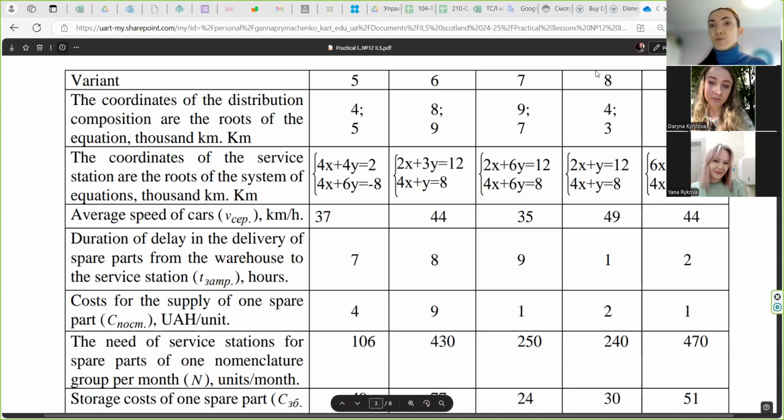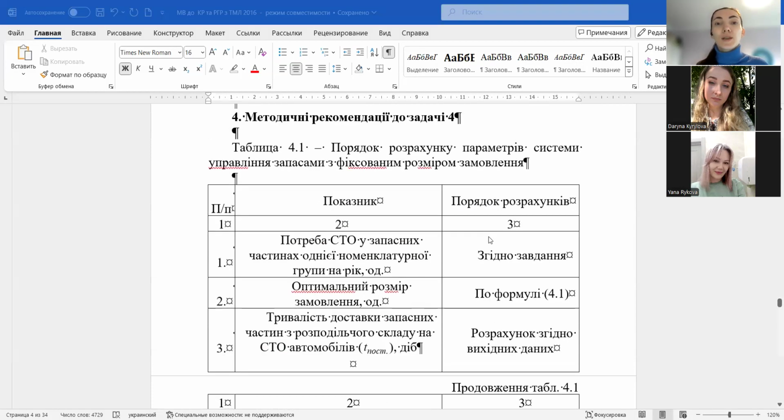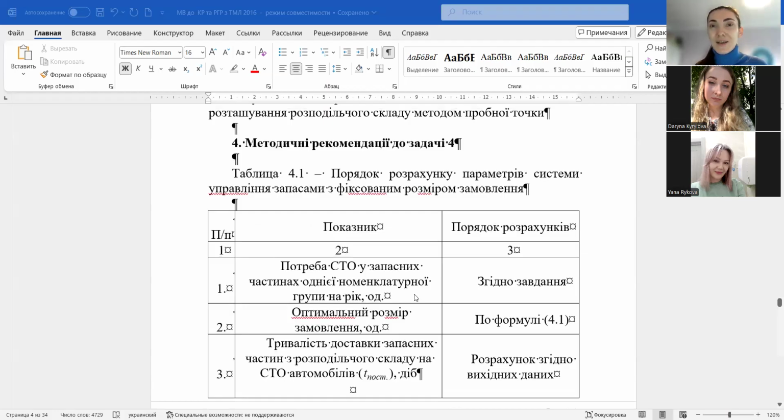Okay, maybe I will stop the demonstration for 2 minutes. And you can have time for calculations. So I show the next table, our instruction for our task today. And please, oh, sorry, sorry. It is the windows for our distance courses. 1 minute.